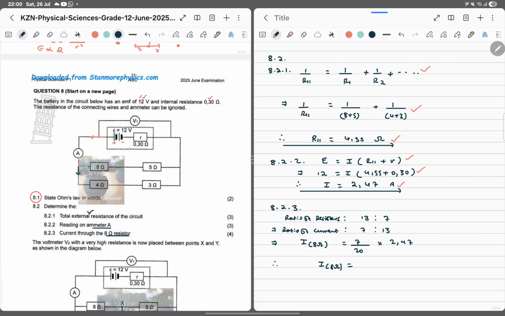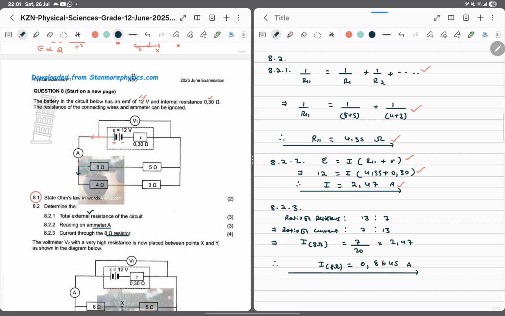Okay, so we've got 7/20 times 2,47. So the answer here is 0,86, let's say 5 to 3 decimal places, but I mean it's terminating. You can write it all, 0,8645 amperes. Okay, so that looks okay.